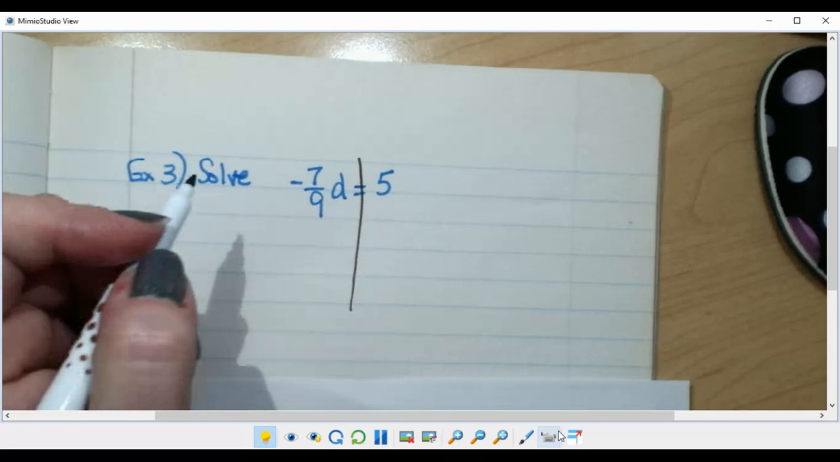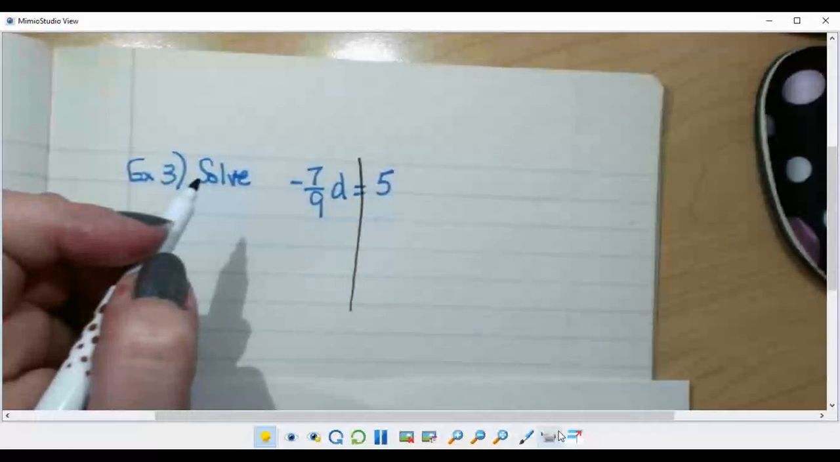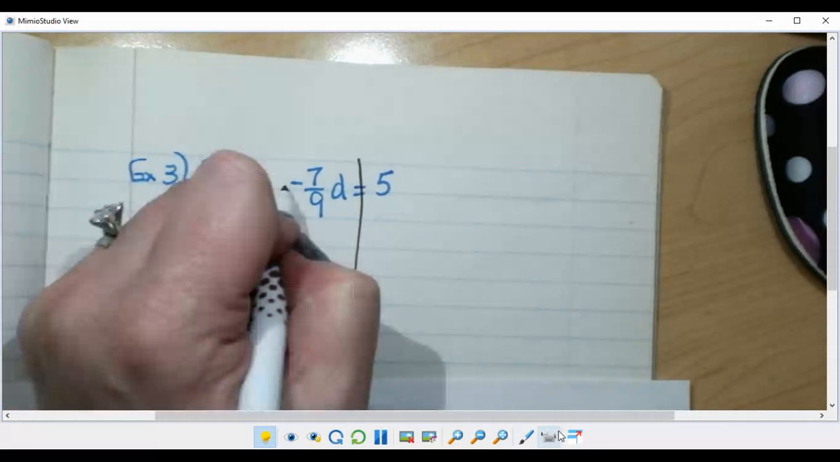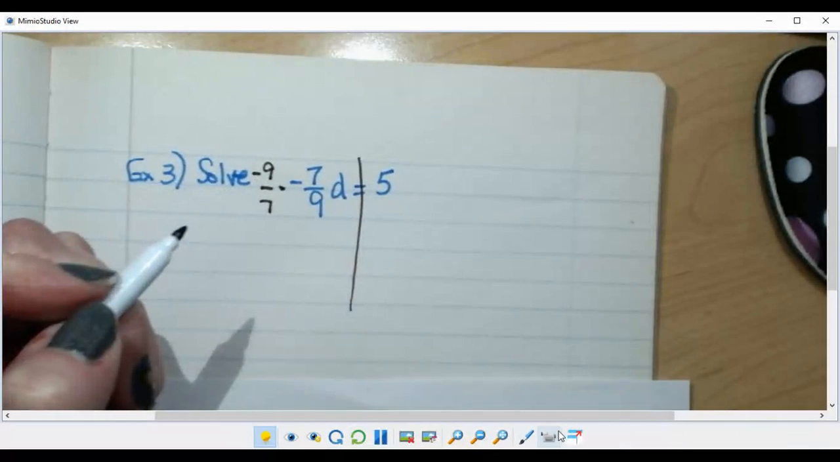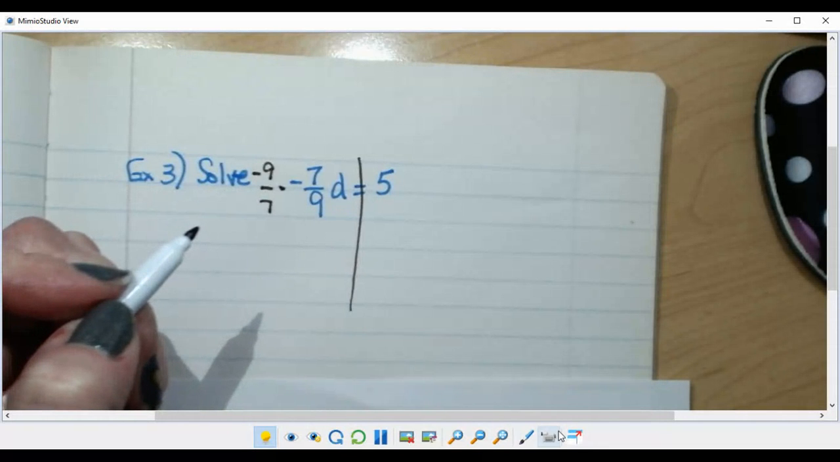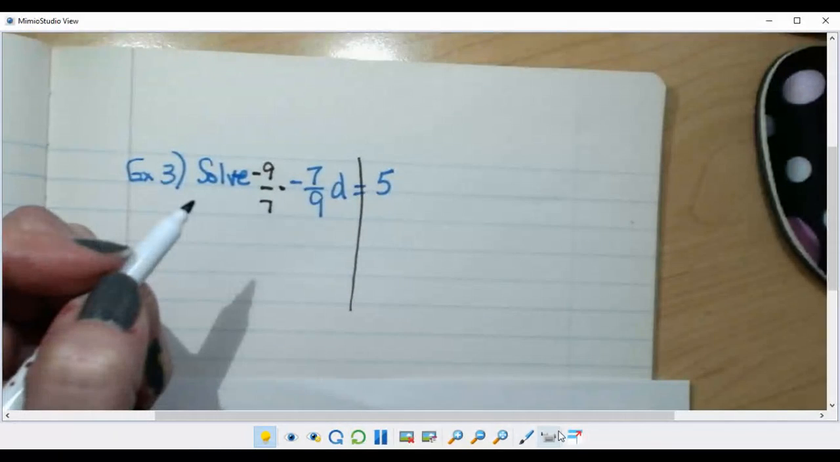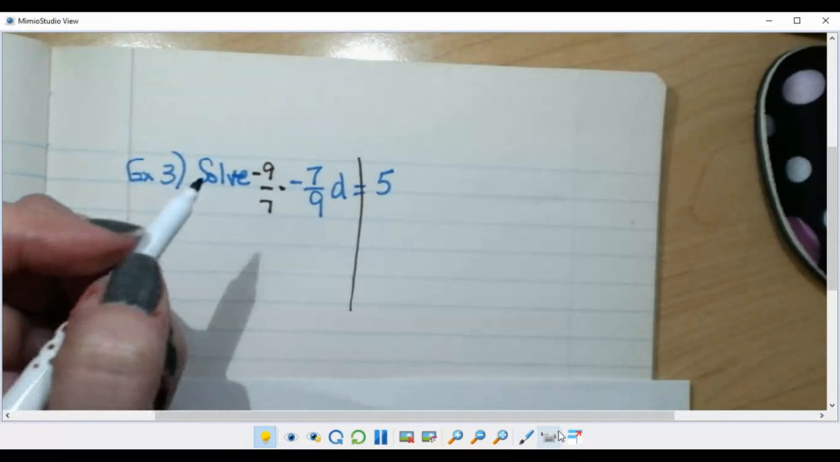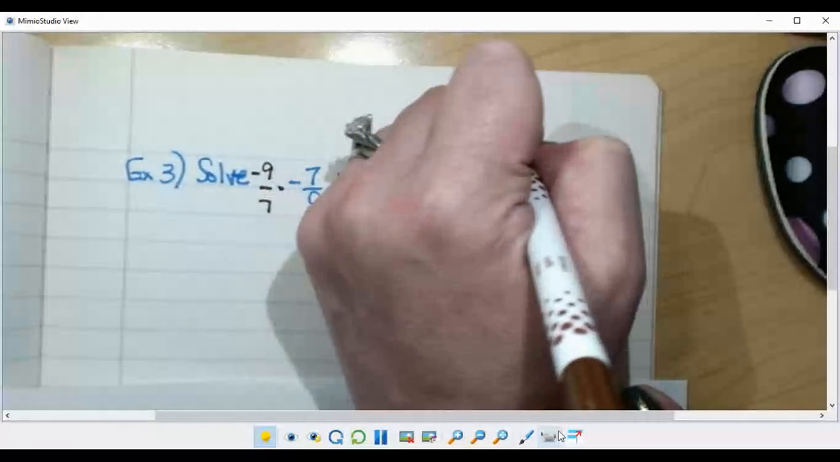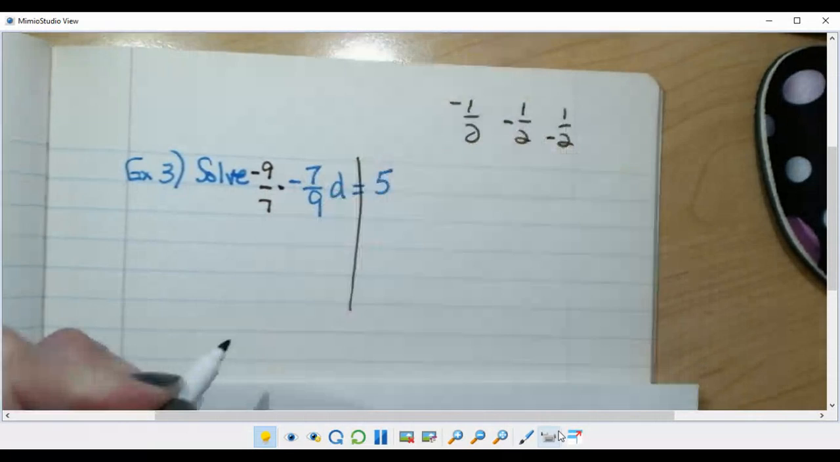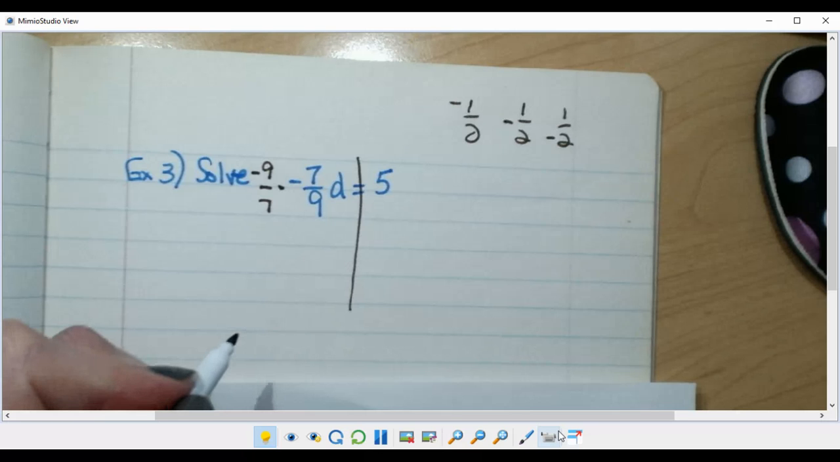I'm going to divide, but I don't like dividing by fractions. So instead, I'm going to multiply by the reciprocal. 7 and 9 switch places. I will keep the negative with it. It doesn't matter where the negative goes. Remember, you can have the negative on the top, you can have the negative in the middle, or you can have the negative on the bottom. As long as there's a single sign, it doesn't change the value.